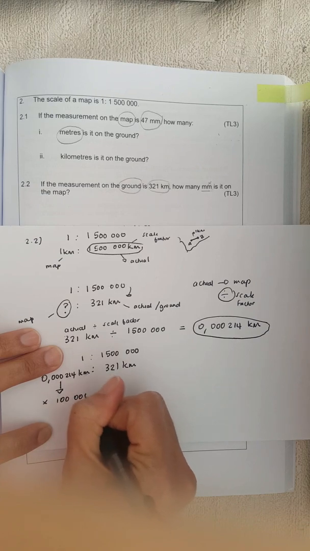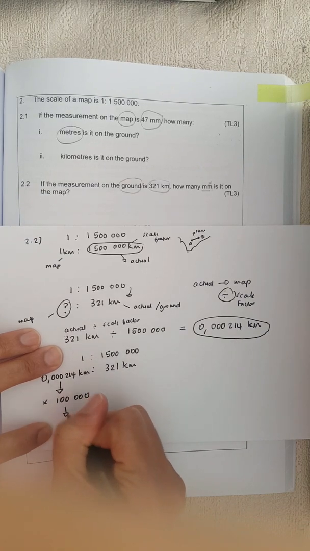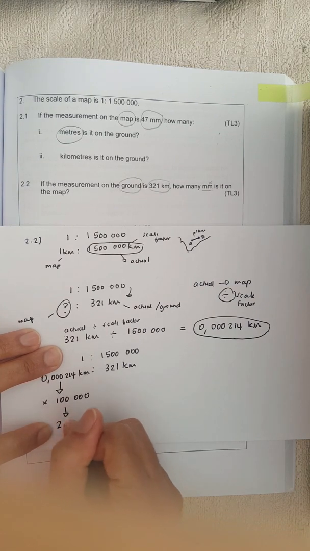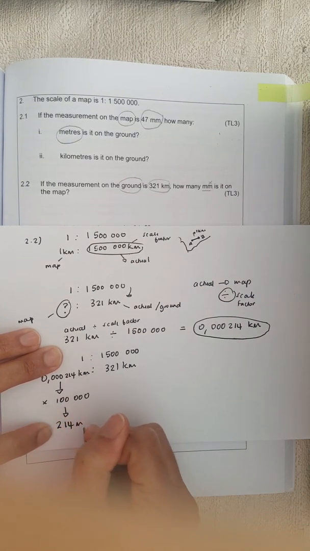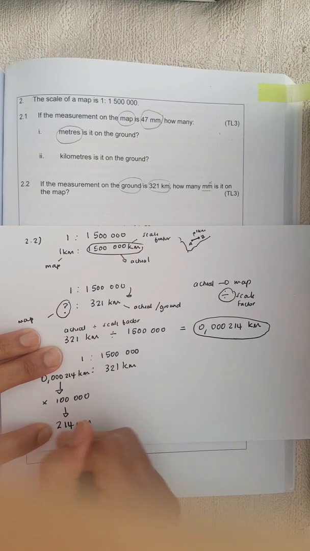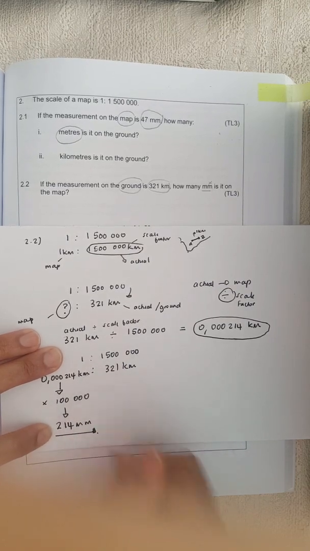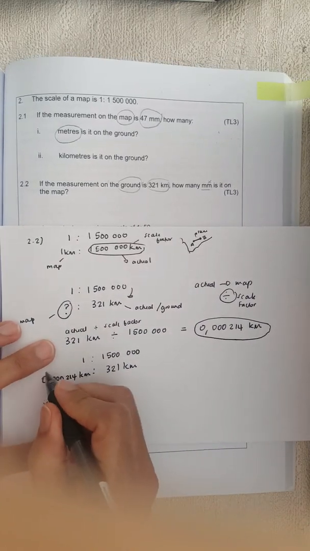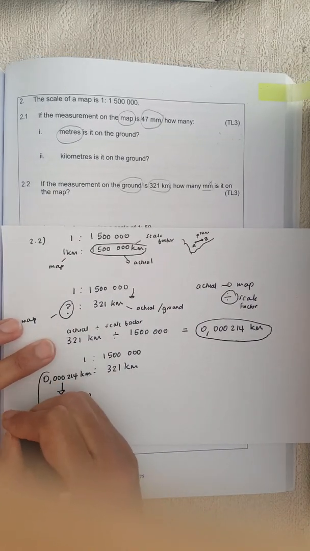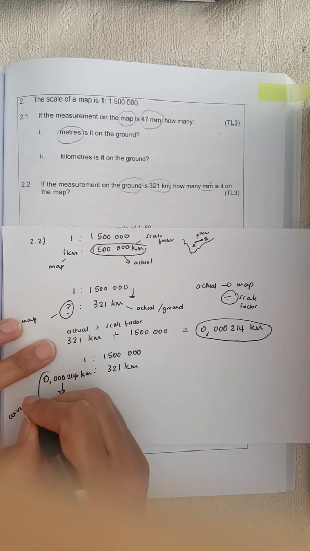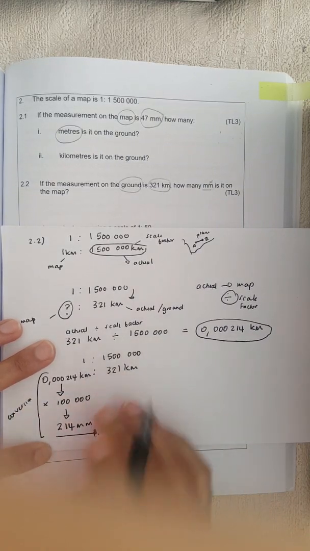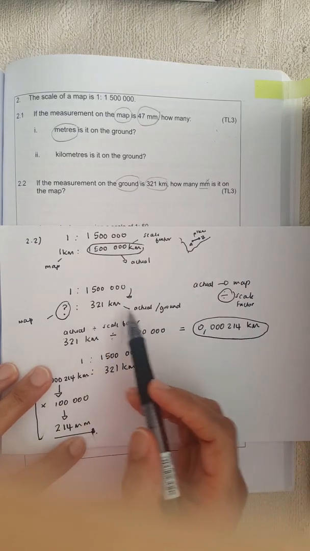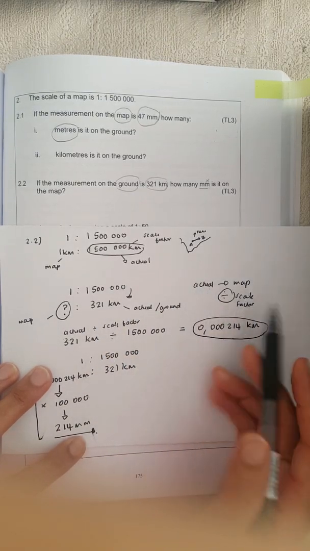And then my answer becomes, sorry, I'm just copying it. You can do it in your calculator. 214 millimeters. Okay, so I've done my conversion part of my question here. That's a separate thing. And I've done my scale factor here, which is a separate thing. Can you see what I've done? This time I've got my actual and I'm going to my map.